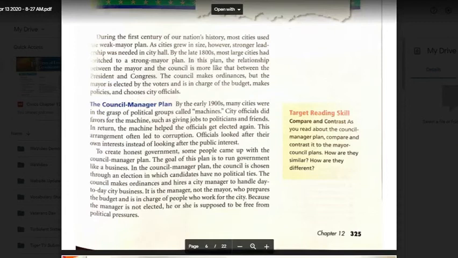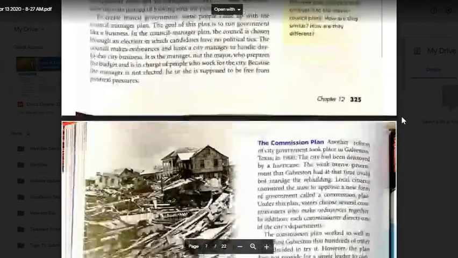To create honest government, some people came up with the council manager plan. The goal of this plan is to run government like a business. In the council manager plan, the council is chosen through an election in which candidates have no political ties. The council makes ordinances and hires a city manager to handle day-to-day city business. It is the manager, not the mayor, who prepares the budget and is in charge of people who work for the city. Because the manager is not elected, he or she is supposed to be free from political pressures. The council manager plan is what we basically have in Morris, but we do have a weak mayor as well. So there you have it.